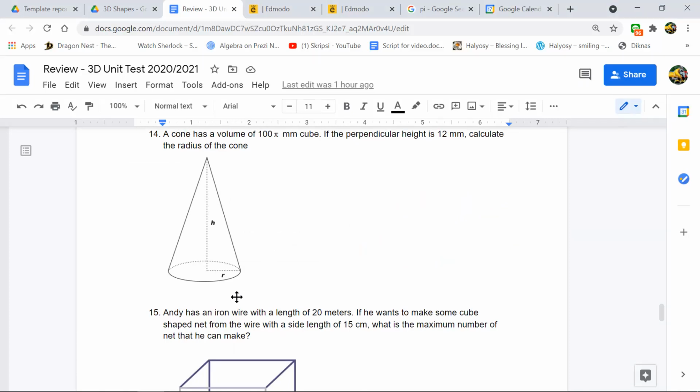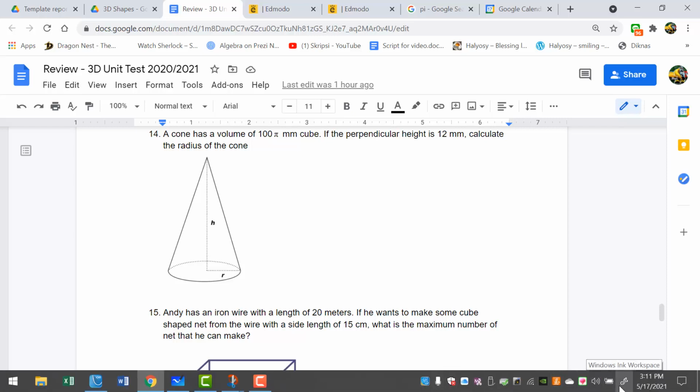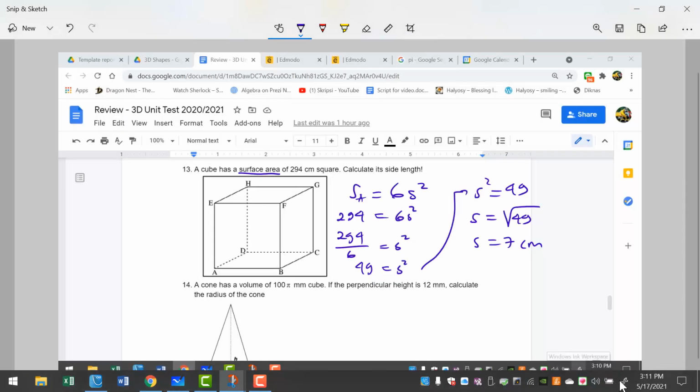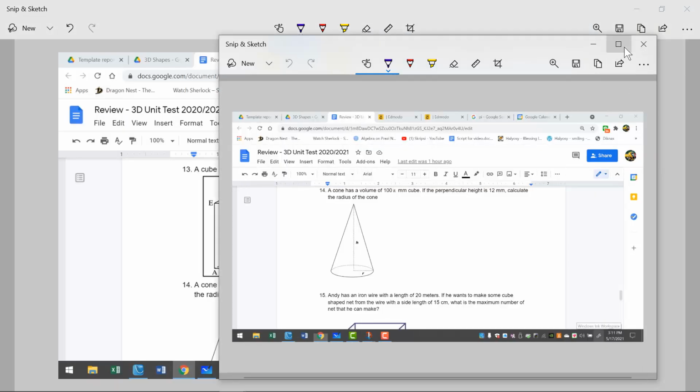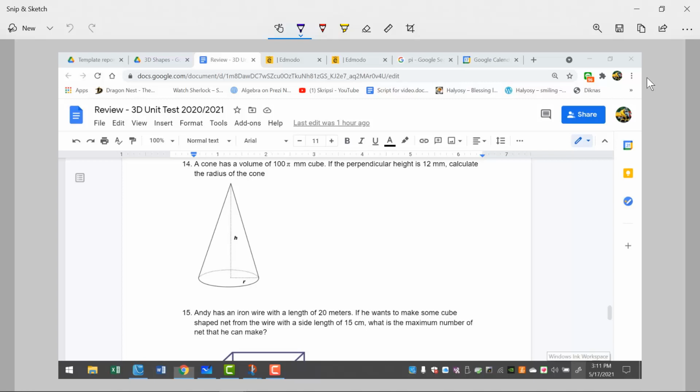A cone has a volume of 100 pi millimeters cubed. If the perpendicular height is 12 millimeters, calculate the radius of the cone. Okay, so again, the first thing that you need to do is write down any formulas you know that are related to this question, because we know that the question is about the volume of a cone, right? This cone has a volume of this.